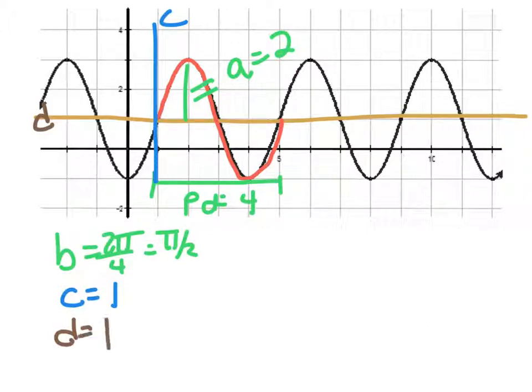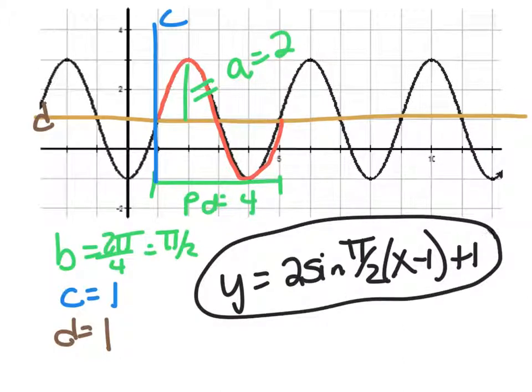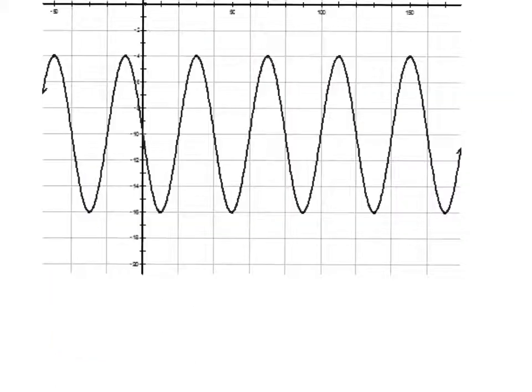My D is 1. And since we're starting up, down, back up, we don't need a negative on it. My equation is going to be y equals 2 sine pi over 2 (x minus 1), because we went to the right, plus 1. That's just one option. Depending on where you start, you could have other answers.